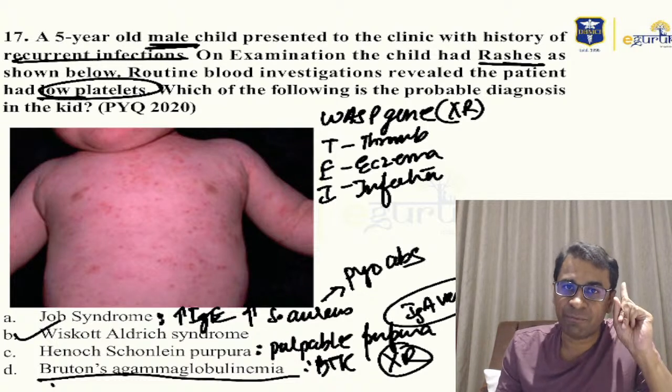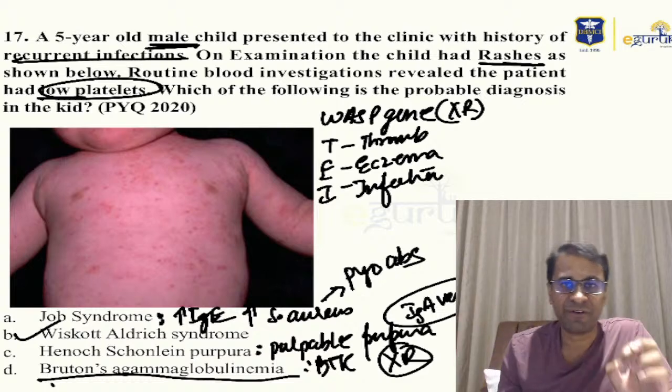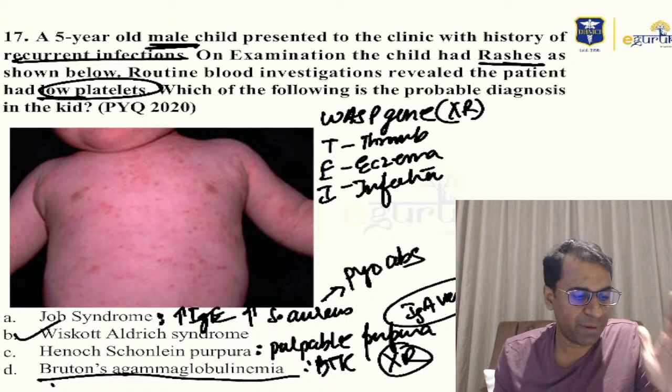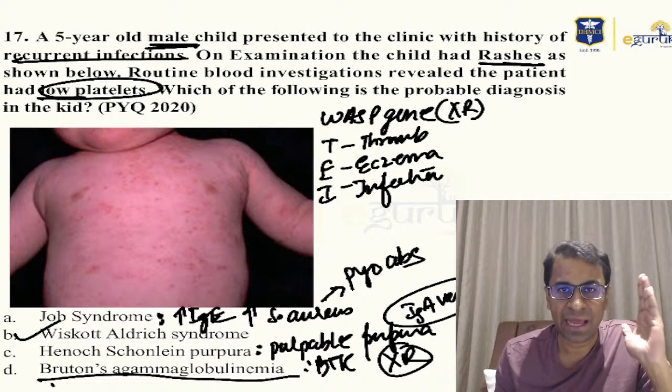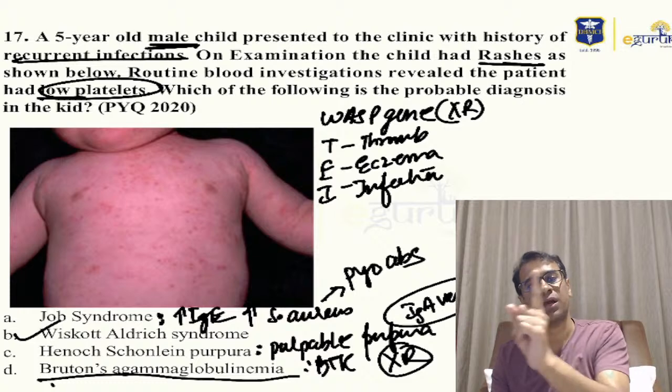Please remember, if a B lymphocyte is there but is not becoming a plasma cell, this defect is called CVID, common variable immunodeficiency. Common variable immunodeficiency is a condition in which a B cell doesn't become a plasma cell.